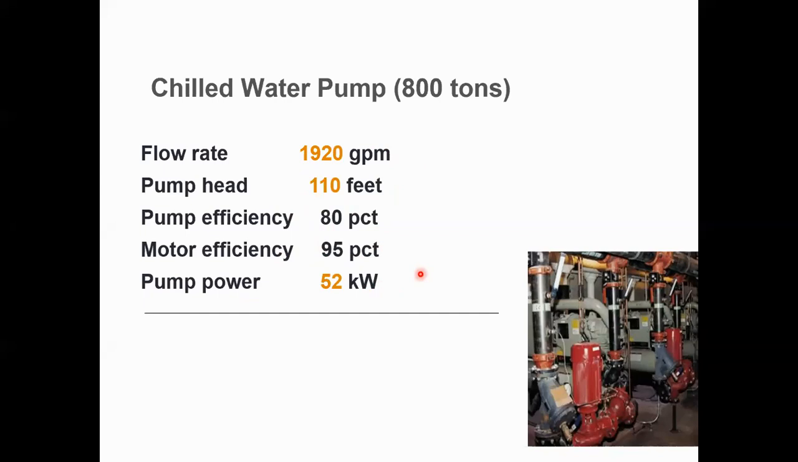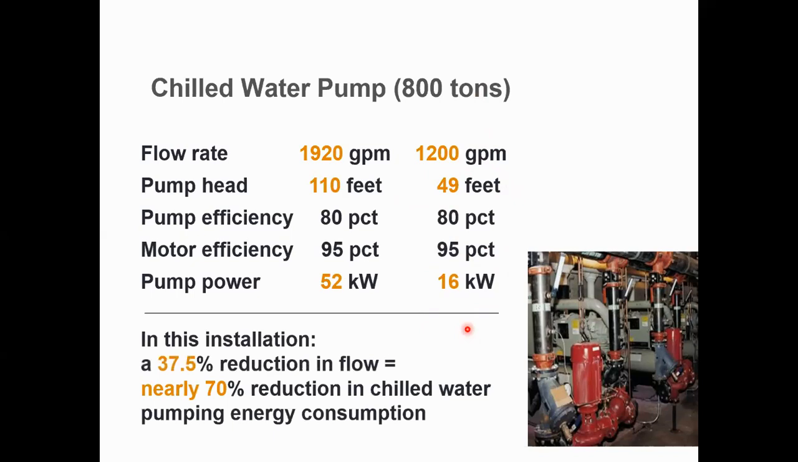Now with this reduction in the flow rate, we have calculated with 1.5 GPM per ton. So 1200 GPM, you see the effect on the pump head and the pump power. Why this effect? Because the affinity law says that the pressure drop varies as the square of the flow and power varies as the cube of the flow. So practically when you are reducing this flow rate by 37.5%, your power consumption reduces in the cube of that. So that's a huge savings. It's close to around 70% reduction in the pumping energy consumption.